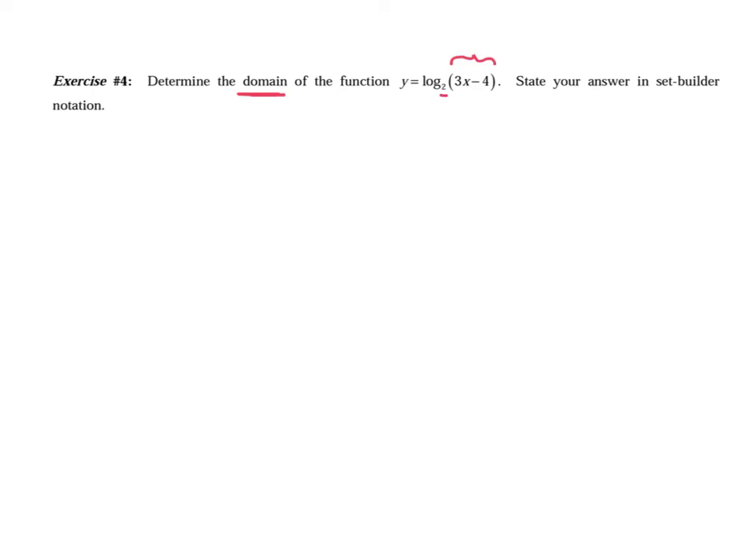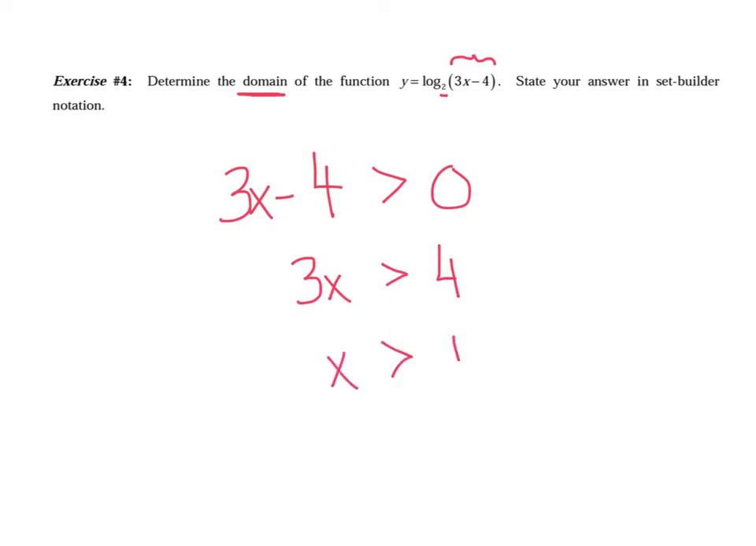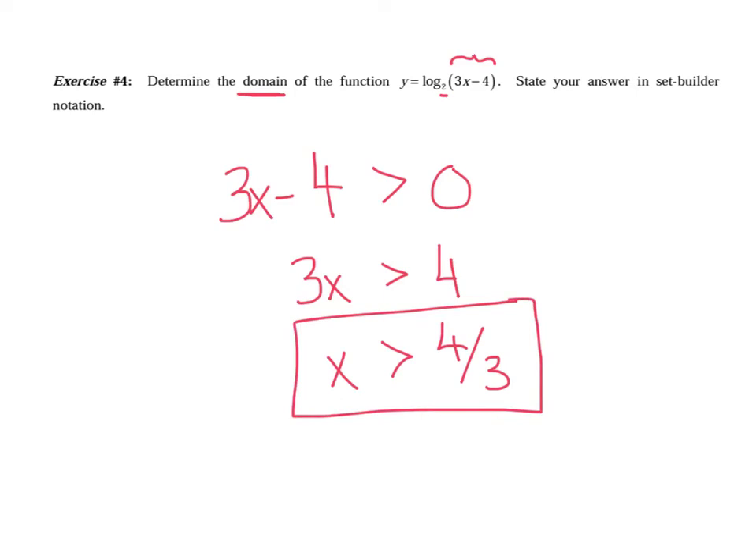I'm going to take my inner function, and I'm going to say it's got to be positive. In other words, it has to be greater than 0. And now we're just going to solve this basic inequality. We're going to add the 4 over, and then we're going to divide by 3. And this is my domain right here. x can be any number greater than 4/3. Notice it can't equal 4/3, and it certainly cannot be less than 4/3. Otherwise, we'd get a 0 or a negative number up there, which is a big no-no.